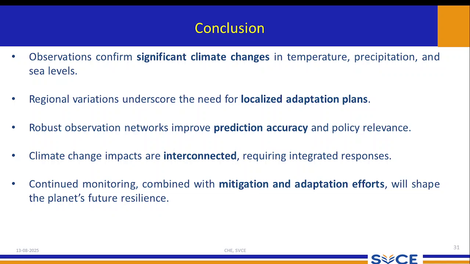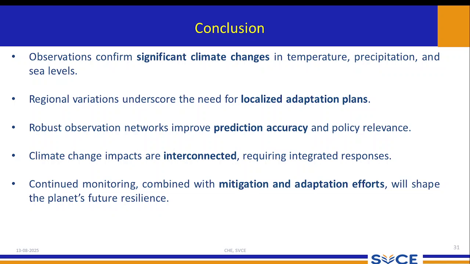Robust observation networks improve prediction accuracy and policy relevance. So we need corresponding tools, such as satellite images, to measure the increase in rainfall or sea level. That will help you predict the changes which are happening, and help create policy relevance. Climate change impacts are interconnected, requiring an integrated response.